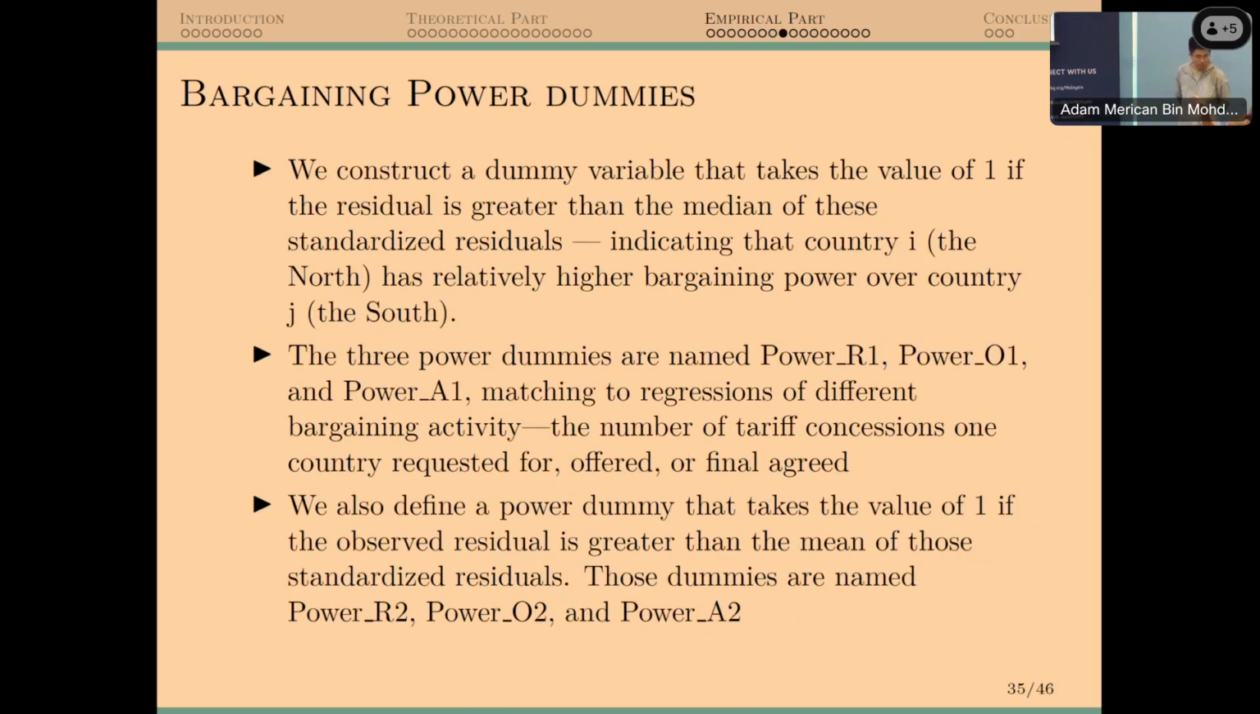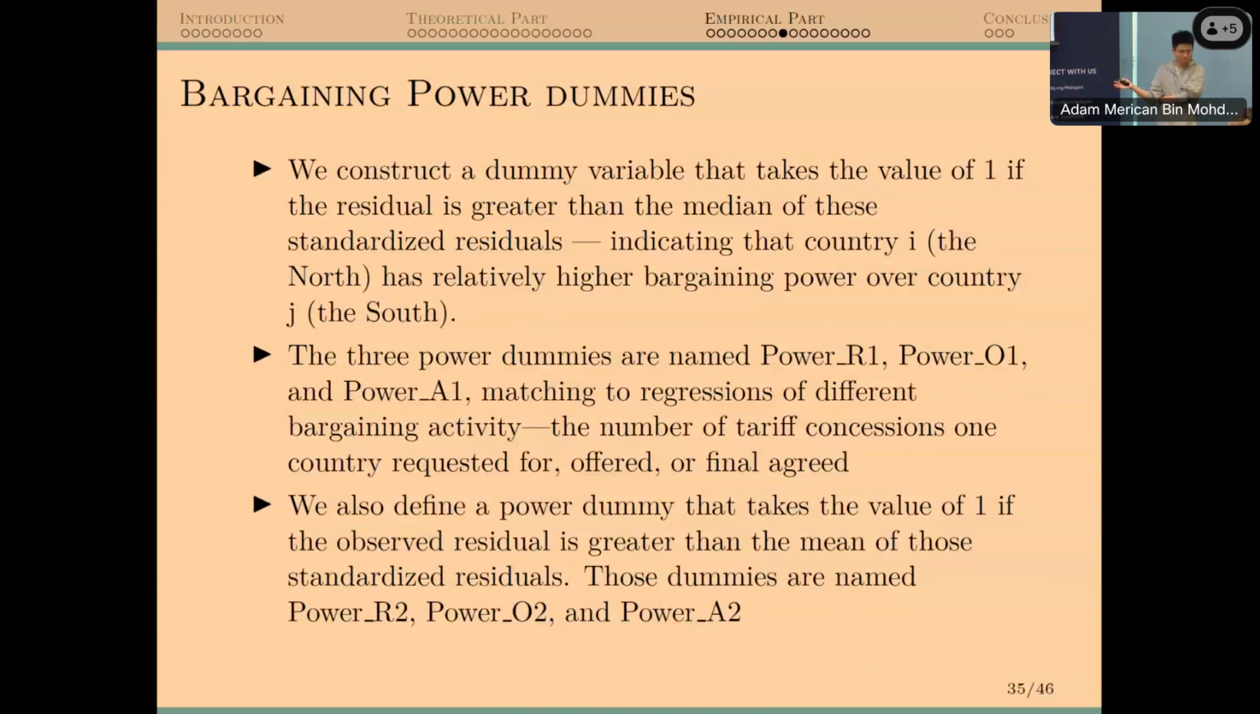If you're using the residuals, what is the rationale behind using a dummy variable as opposed to the continuous? Okay, we also tried the standardized residuals, but we heard from a comment in a conference that they believe gamma is supposed to be a dummy to match our theoretical model.